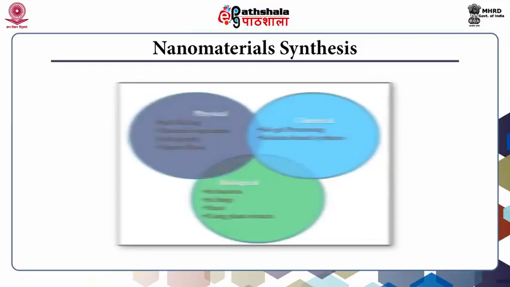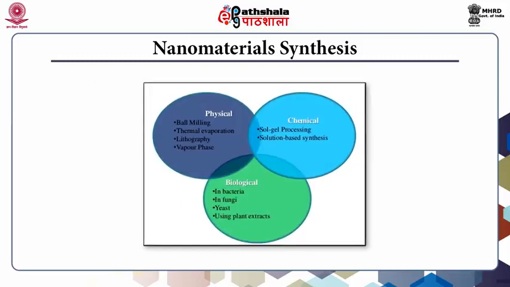Now we will see how we can synthesize these nanomaterials. There are three methods for synthesis of nanomaterials. They are classified as physical, chemical and biological methods. Each has its own advantage and disadvantage. Biological methods of synthesis are preferred over other methods when nanomaterials are applied in biology and medicine.